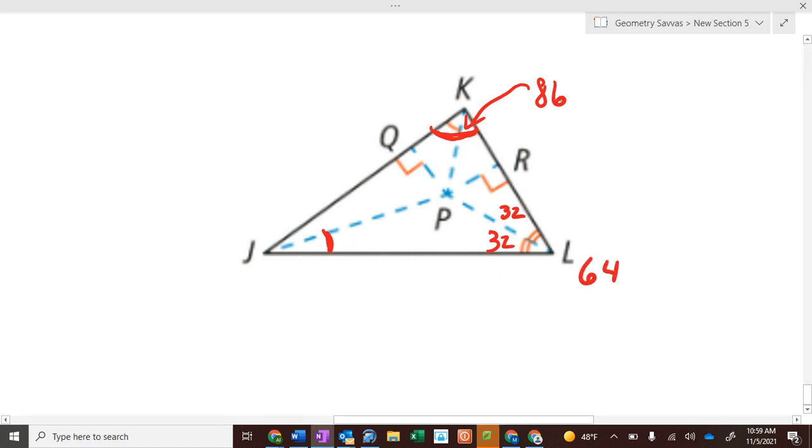This whole angle is 86. Add up 86 and 64, we get 150, which leaves 30 for this one out here. So we want just this half of the angle, which is 15.